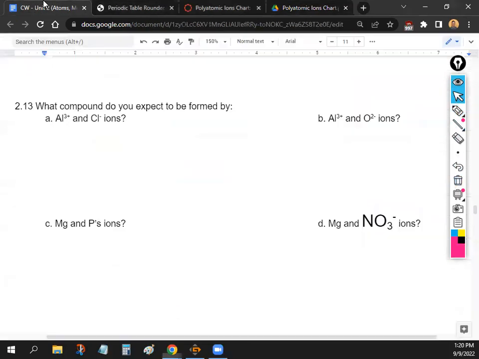Same thing with Mg(NO3)2. The reason we do that is to show the reader that there are 2 nitrates. A little bit easier to understand the structure. Okay.